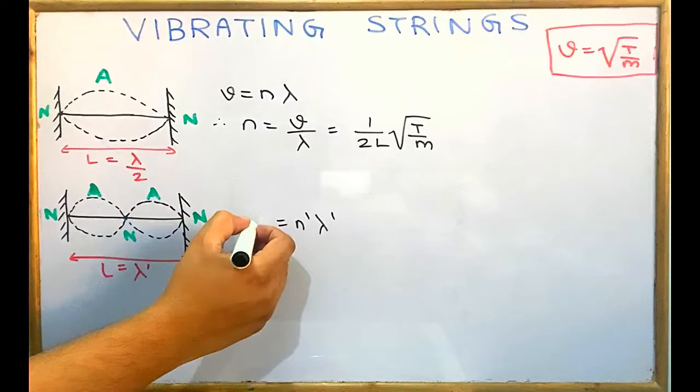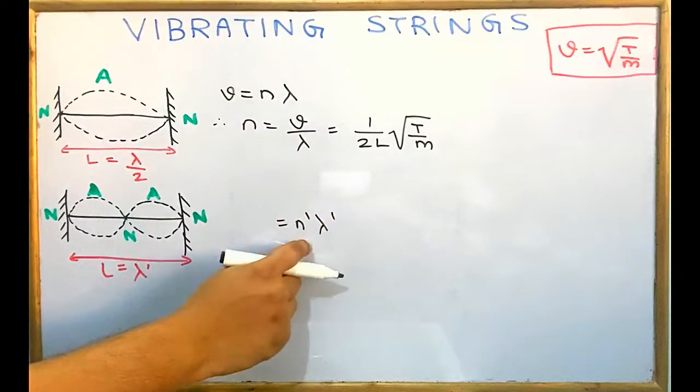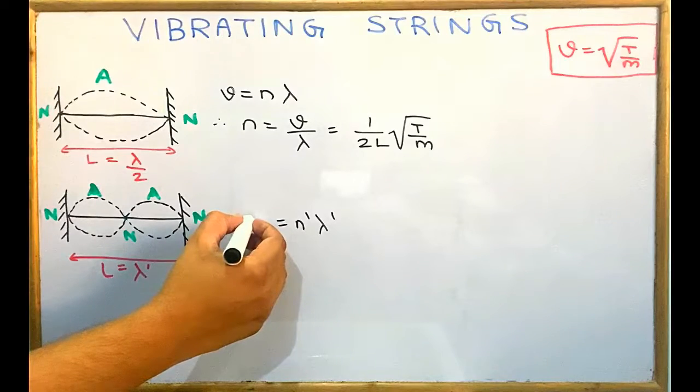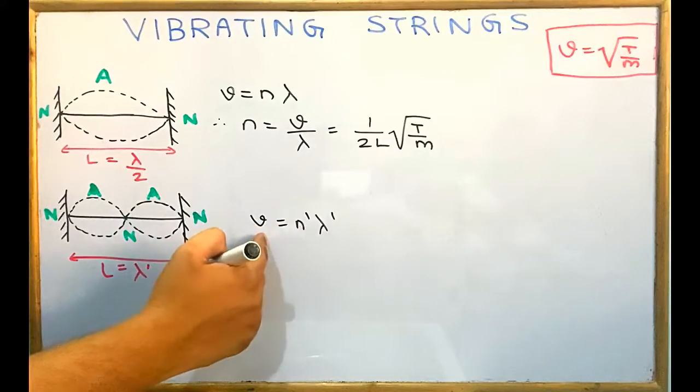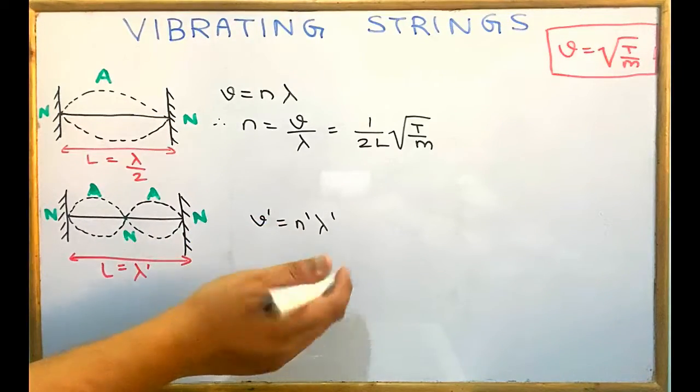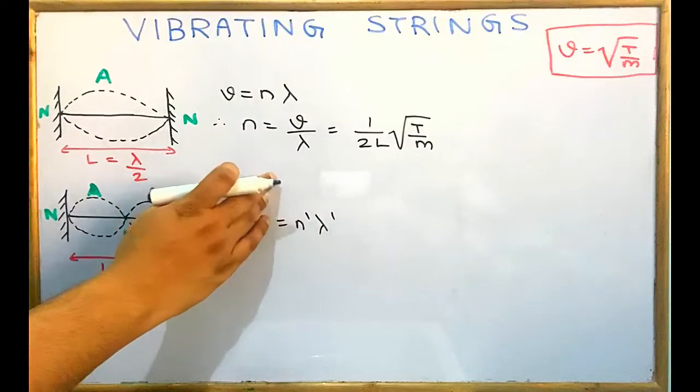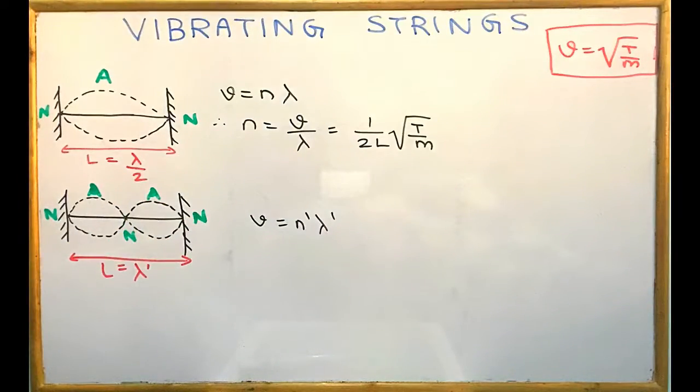What about the velocity? So the product is n lambda or n dash lambda dash. What can you say about the velocity? Should I write v or should I write v dash, or what should I do? Has the velocity changed? Will the velocity change? How do we come to know? Well, then we need to understand what does the velocity depend on, right?